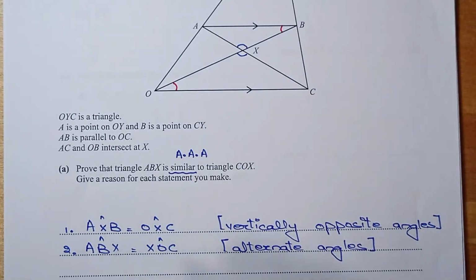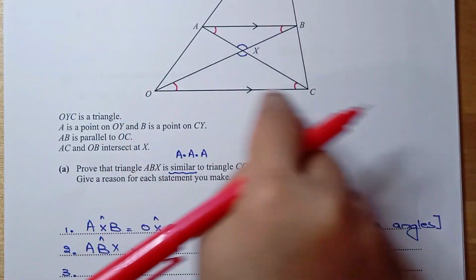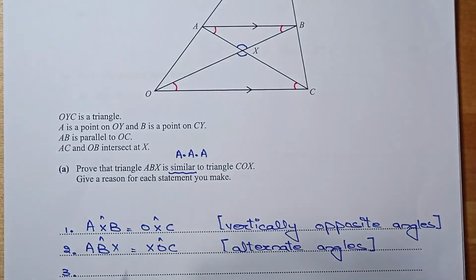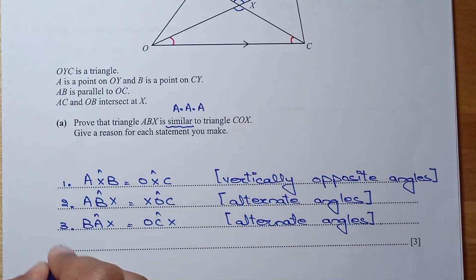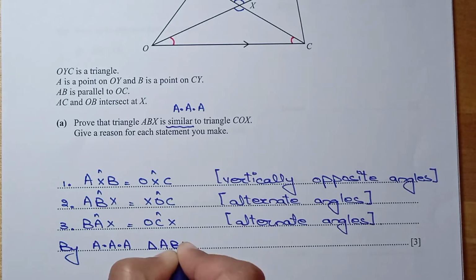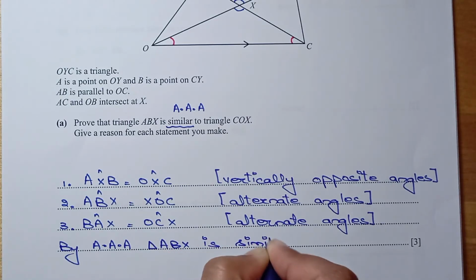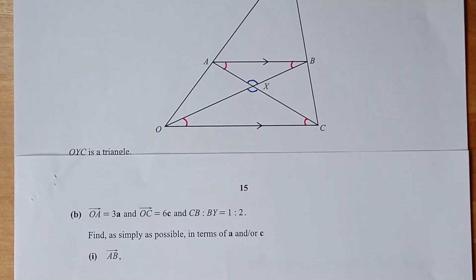Okay, now let me make the third statement. For the third statement, angle A and this angle C are the same, because again these two are on a straight line, so these are alternate angles. BAX is equal to OCX, alternate angles. So we can say that by the angle, angle, angle postulate, triangle ABX is similar to triangle COX.